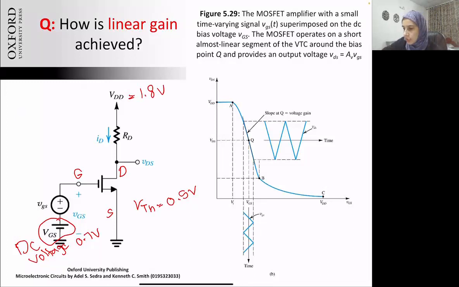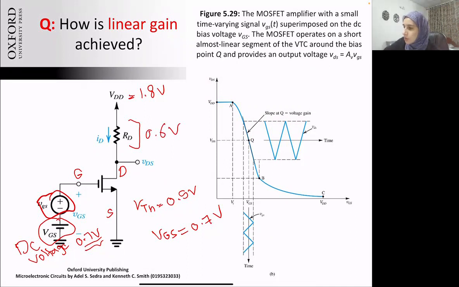So now my VGS, the source is connected to the ground, so my VGS is equal to 0.7 volt. Why? Because this S is grounded. Now somebody's saying, what about this small VGS? Assume at this moment that it's not here. We'll discuss it in a while. Now, let's assume that ID multiplied with the RD is 0.6 volt, just the voltage drop across here.